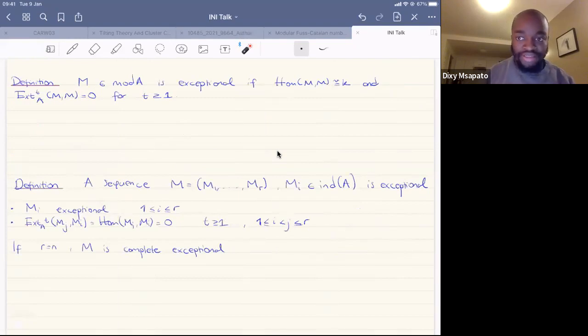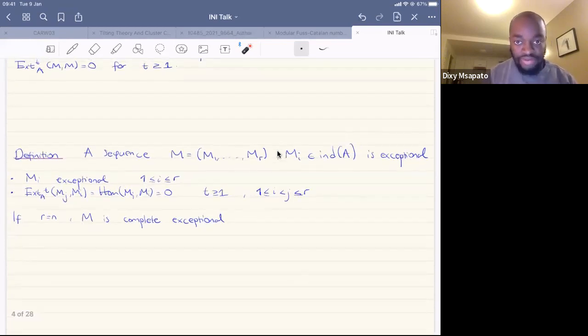So the first definition is as follows. Let M be a left A module. We're going to say that M is exceptional if the endomorphism ring of M is isomorphic to the underlying field K, and if there are no extensions of any degree t from M to M for t greater or equal to 1.